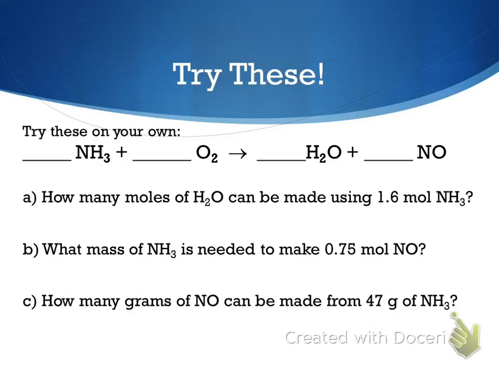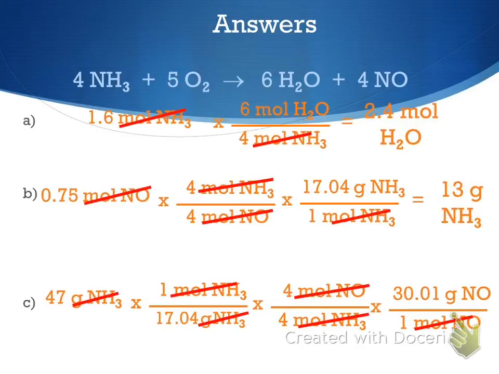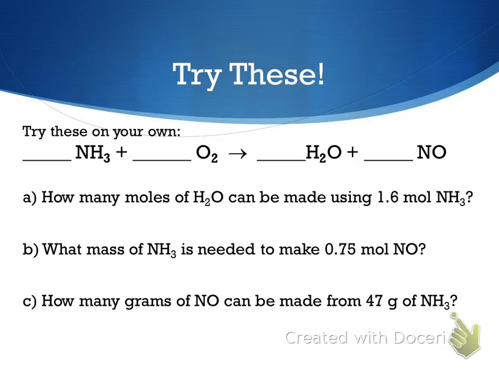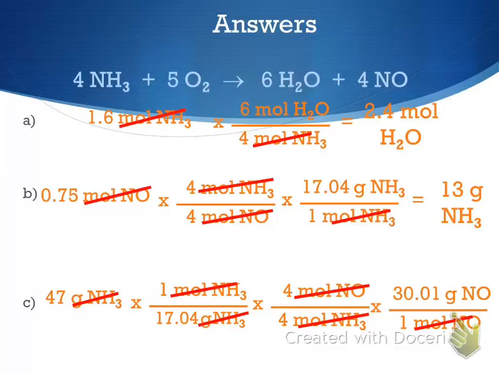Same balanced equation for every question, so you only have to write down the equation once and then go ahead and balance it. You're going to try these on your own. One of them's mole to mole, one of them's gram to mole, one of them's gram to gram. Just posted up here: 2.4 moles, 13 grams, and 83 grams.